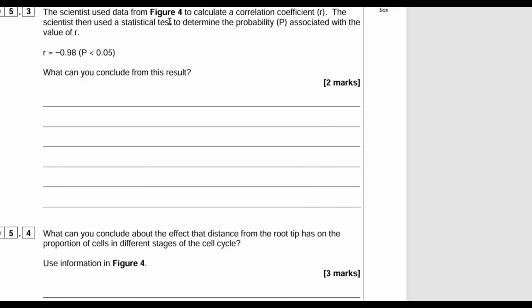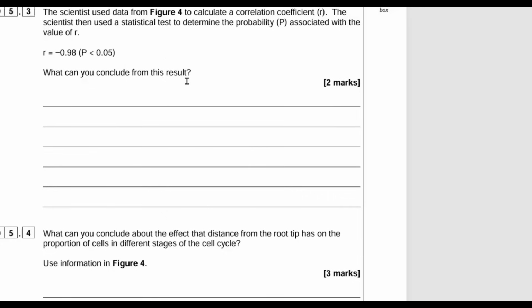5.3, the scientists used data from figure 4 to calculate the correlation coefficient R. So that's one of our statistical tests. That's the Spearman's rank we're talking about here. The scientists then used a statistical test to determine the probability P associated with the value of R. So our correlation coefficient R is equal to minus 0.98. When they look that up on that probability table, where you have N and you have degrees of freedom and whatnot, they found that they got this below this arrow to the left and then 0.05.